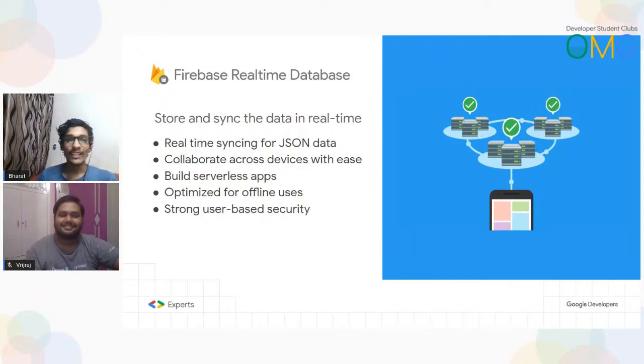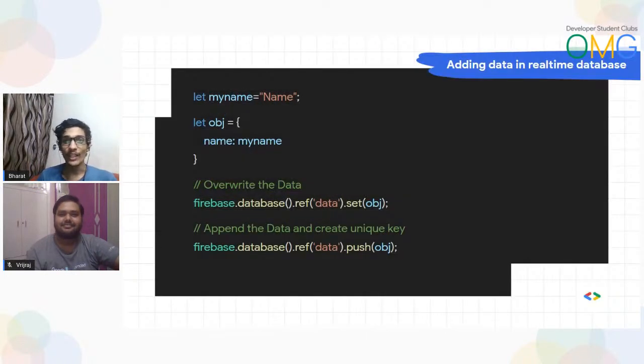So let's see an example of what a Firebase real-time database looks like. In this example, I define a variable, which is actually my name. I just named it anyway. And after that, I created an object which stores that name as my name.